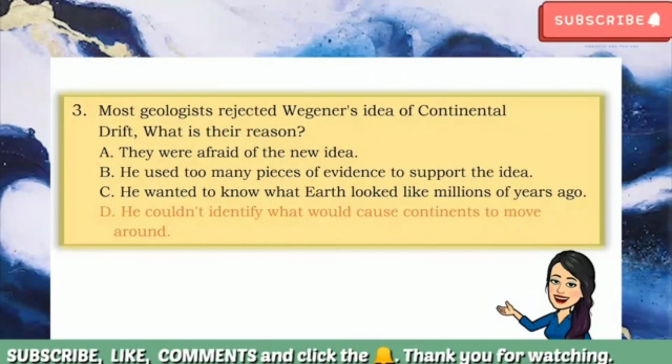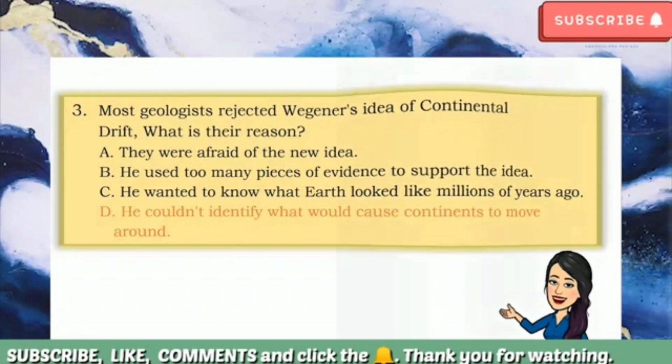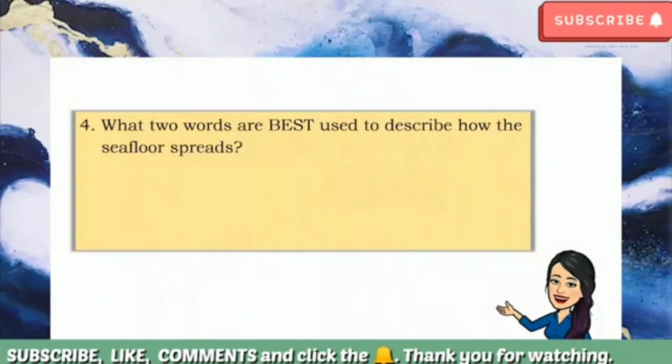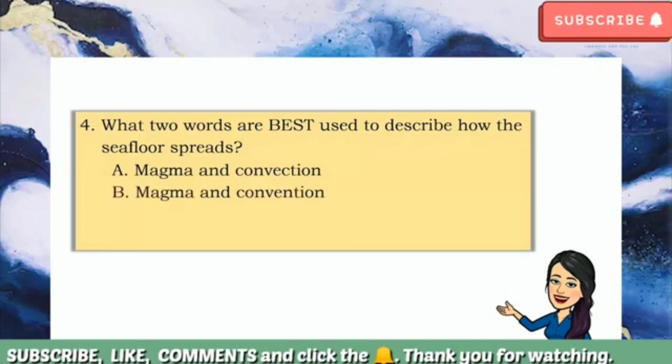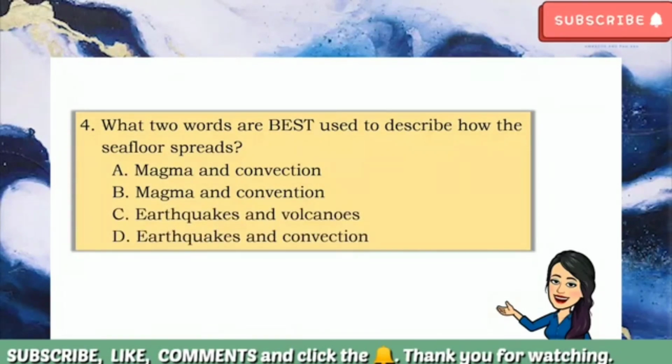Question number 4. What two words are best used to describe how the seafloor spreads? A. Magma and convection, B. Magma and convention, C. Earthquakes and volcanoes, D. Earthquakes and convection. Think of your answer. The answer is letter A. Magma and convection.